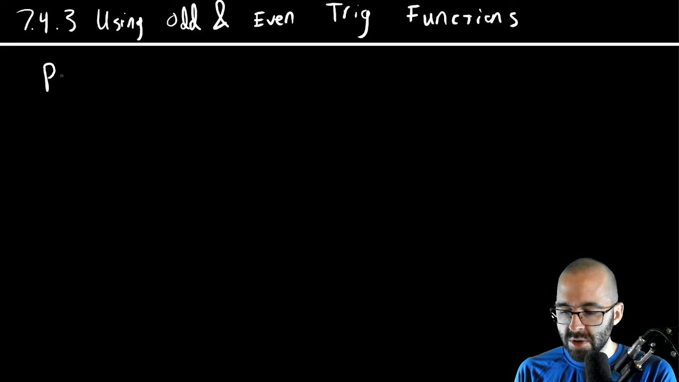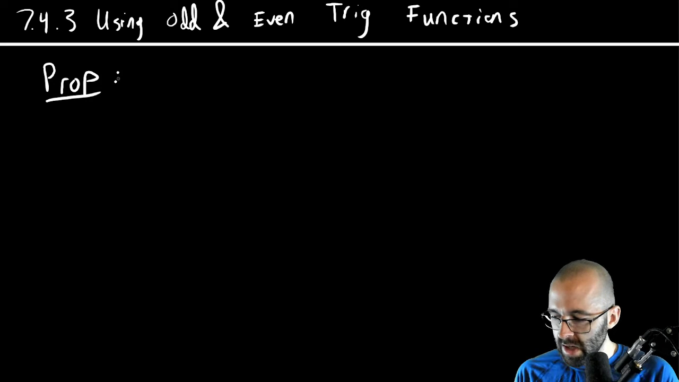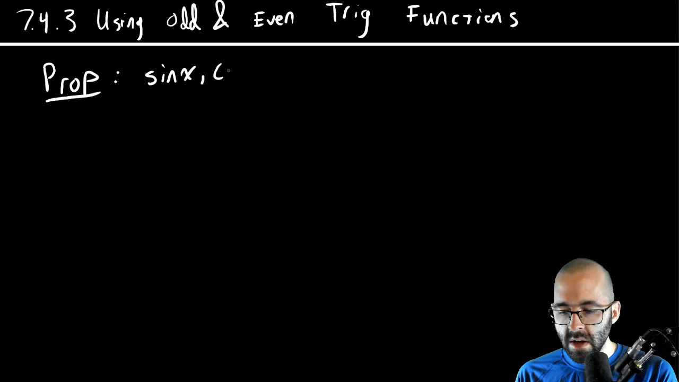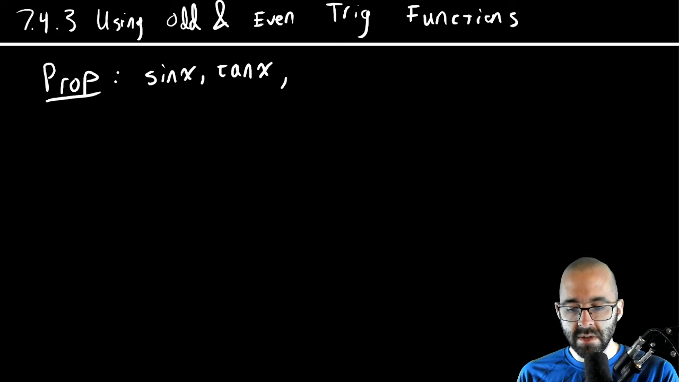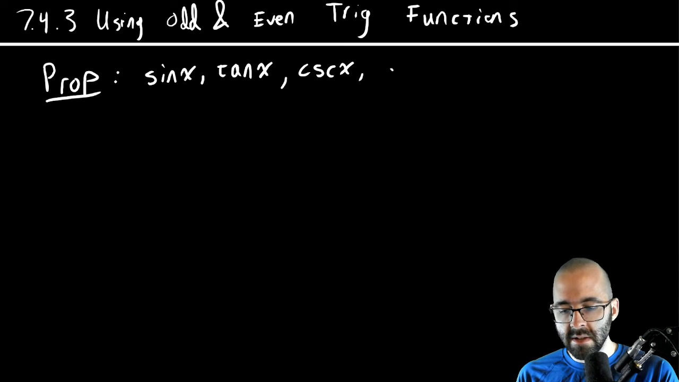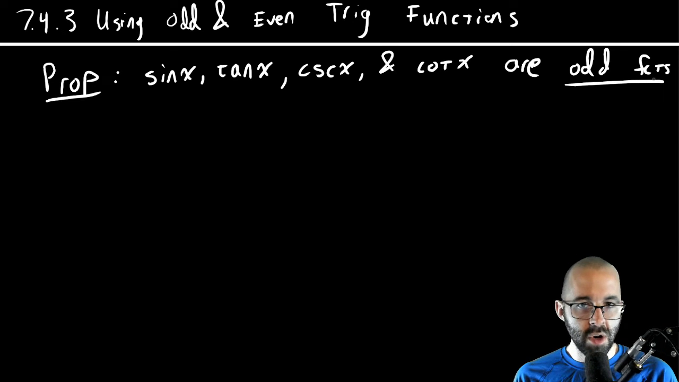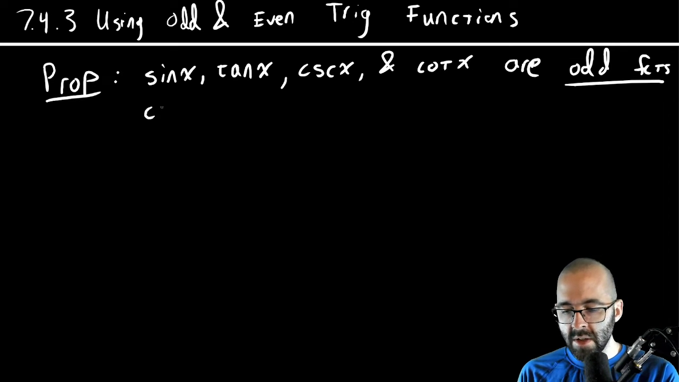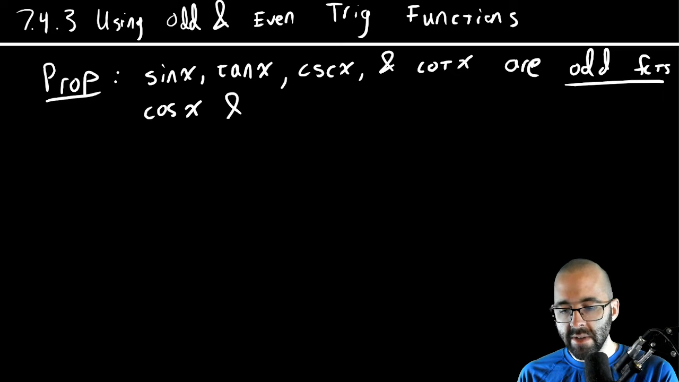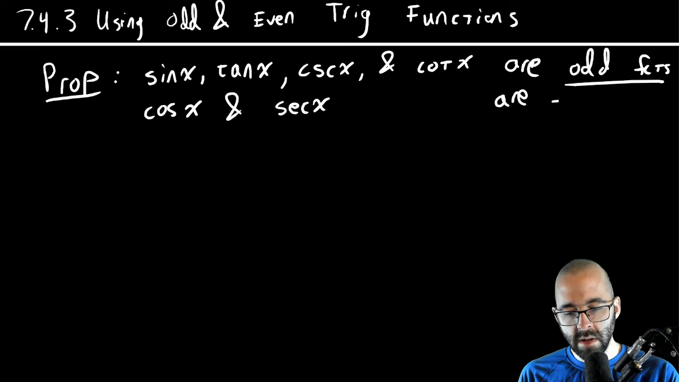So we're just going to start with a property. We'll show in a future chapter where this property comes from. But in general, sine of x, tangent of x, and their reciprocals, so cosecant of x and cotangent of x, are odd functions. We'll talk more about what that means right below. The only even ones are cosine of x and secant of x.